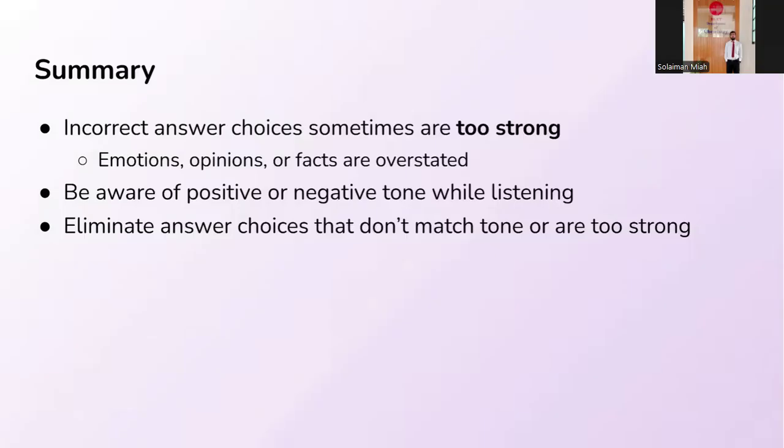Neutral statements are turned into strong opinions, or clear opinions are turned into their opposites. This happens most often in attitude, function, and inference questions. To avoid the trap, focus on the speaker's overall tone and intention, and make sure the emotional strength of the answer matches what you actually heard.